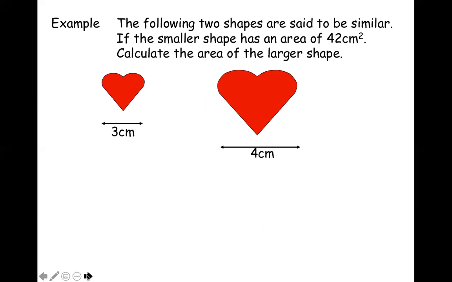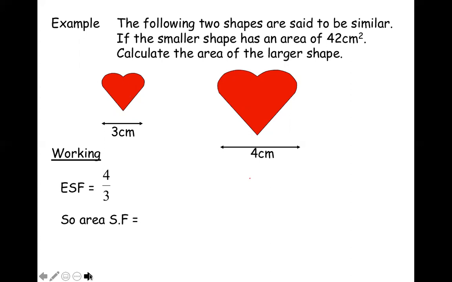So you could have a question like this given, for example. We've got a couple of shapes that are similar, and the smaller shape is 42 centimeters squared. If you make this one 4 centimeters instead of 3, what is the area of the larger shape? So the first thing we will look for is the ESF, the enlargement scaling factor, 4 over 3.